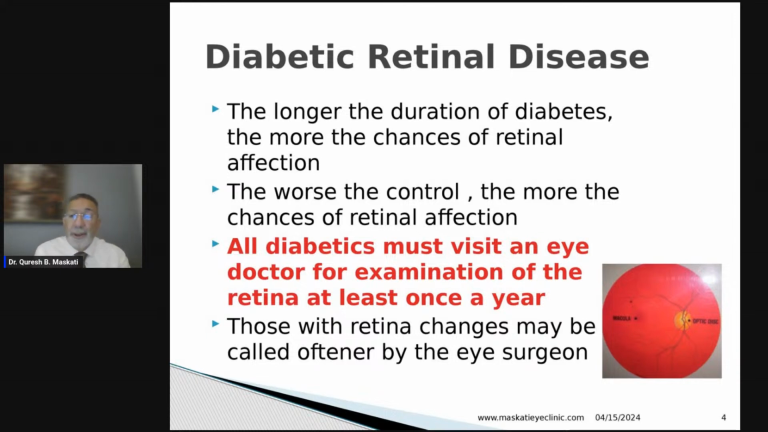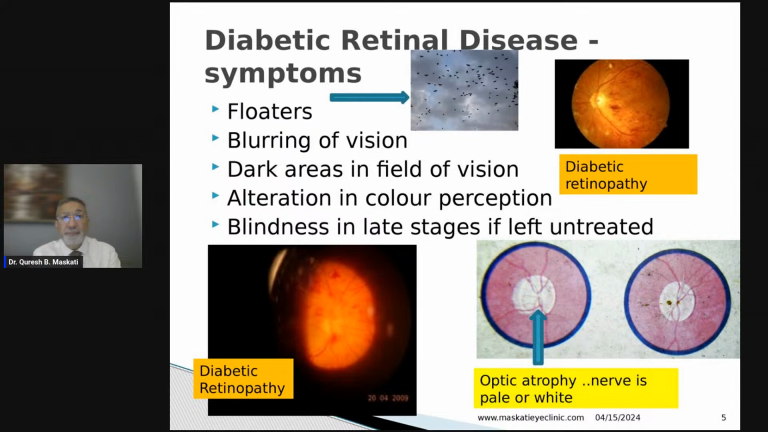And we call the patient if everything is okay. We may call after every year. If there are slight changes, we may call after every 6 months, 3 months, or whatever. So once a year, an annual eye examination is a must for every diabetic, whether well controlled or not.